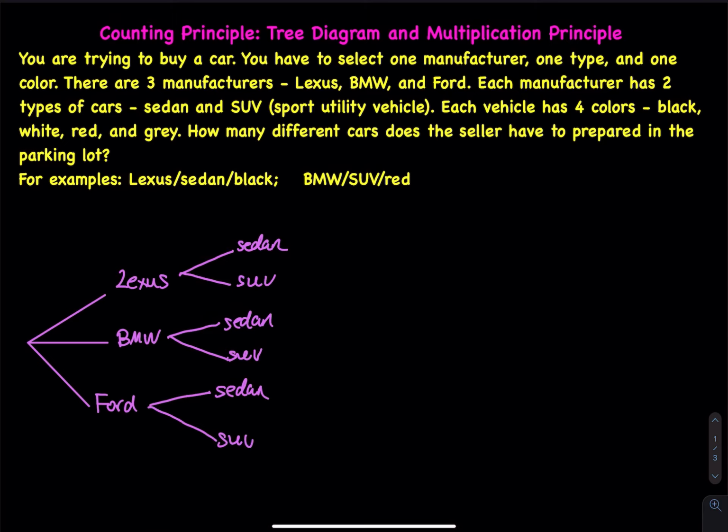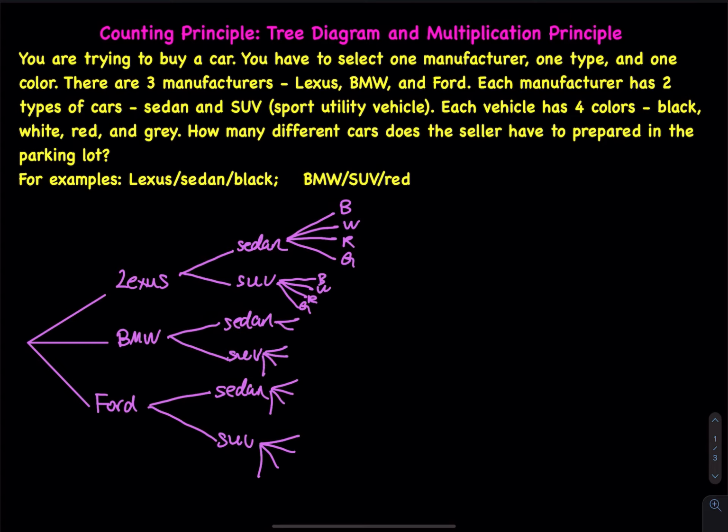All right, for each type there are four colors: black, white, red, and gray. So we have 1, 2, 3, and 4: black, white, red, and gray. For each one we have this, but if you put all the labels up, the graph looks very tight. So let's do a few more: B, W, R, and G. For each type, there are four colors: 1, 2, 3, and 4.